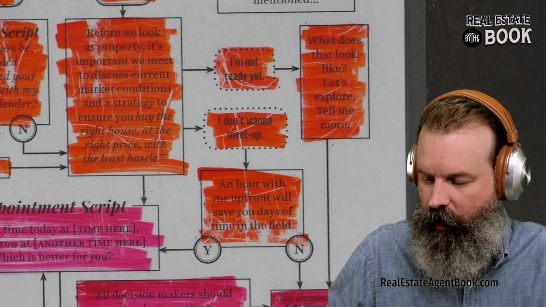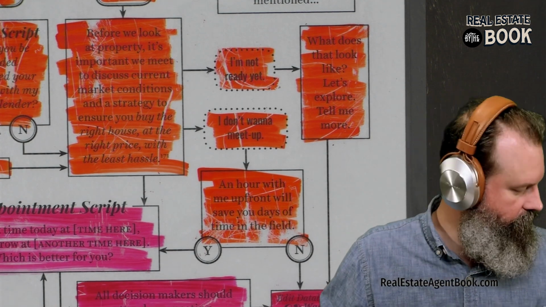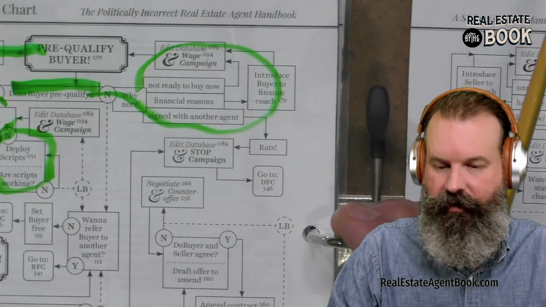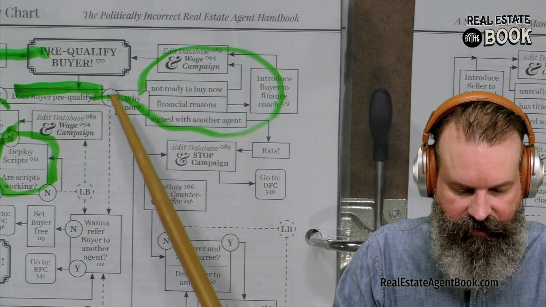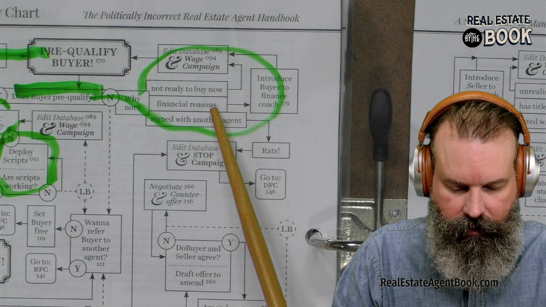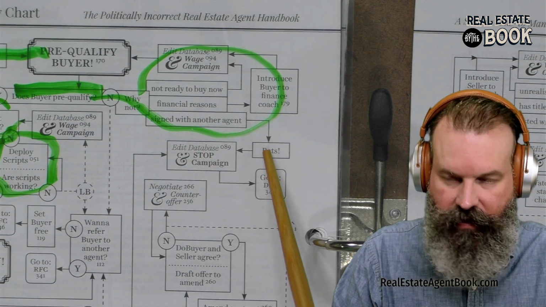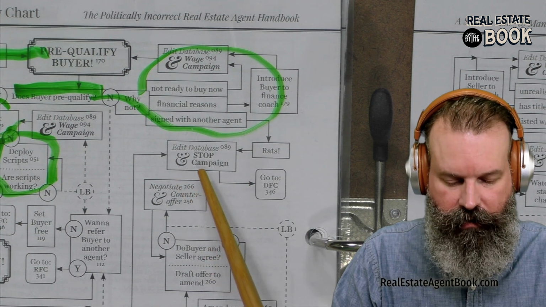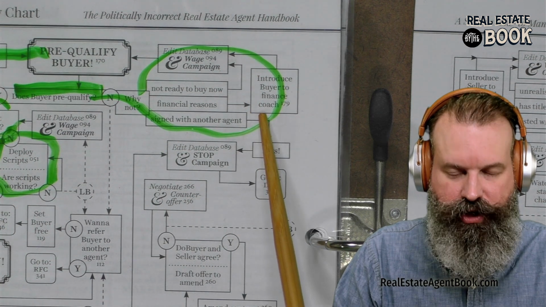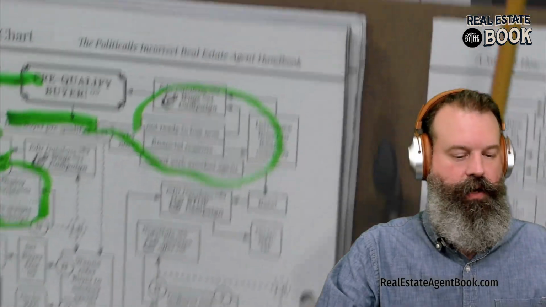Let's try a couple of other objections that a buyer may have at this point. They may say that they suffer from bad credit. Now, if we go back to that buyer flow chart here, we'll see that if they cannot qualify, then perhaps they're not ready now. They have financial reasons, or they've signed up with another agent. If they sign up with another agent, then you've got to remove them from your campaign and stop calling them. But we can introduce them to a member of our posse, which is a finance coach.